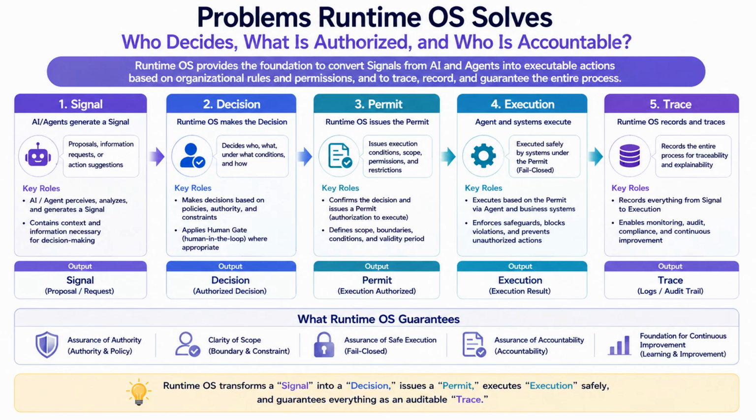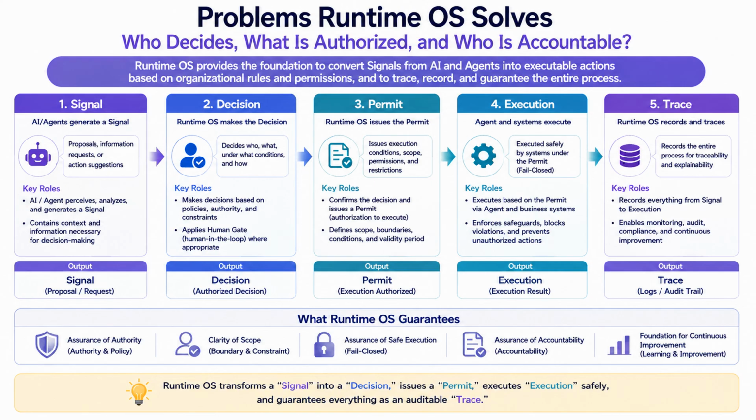Finally, the entire process, from signal through execution, is recorded as a trace. This makes it possible to audit and explain the reasoning behind the decision, the authority under which it was made, and what was actually executed. So, Runtime OS is not simply managing agent execution. It transforms proposals into decisions, connects those decisions to controlled execution, and makes the entire process accountable and explainable.